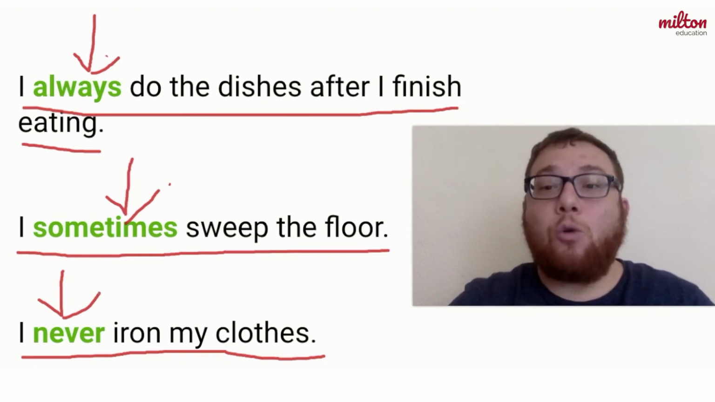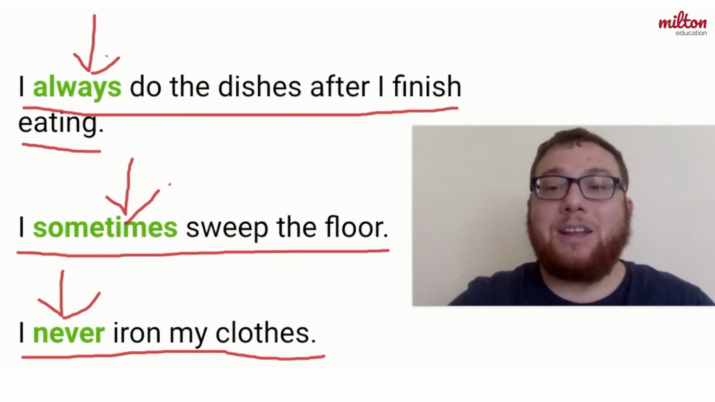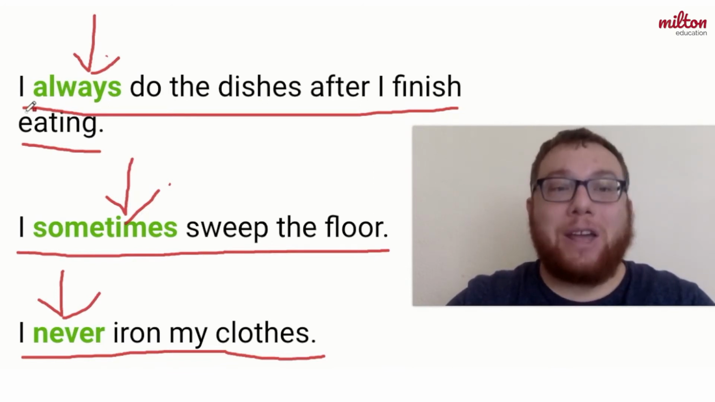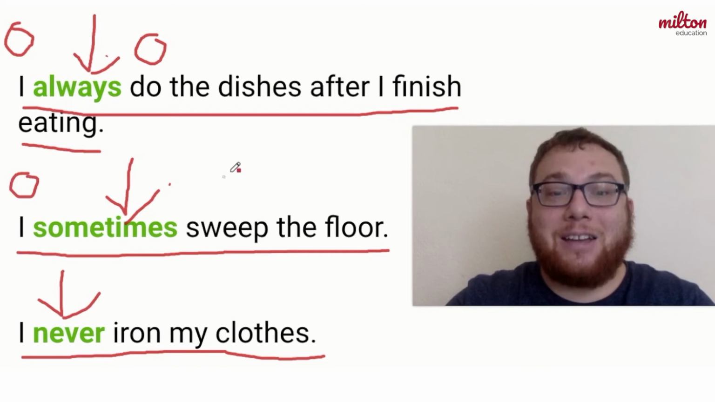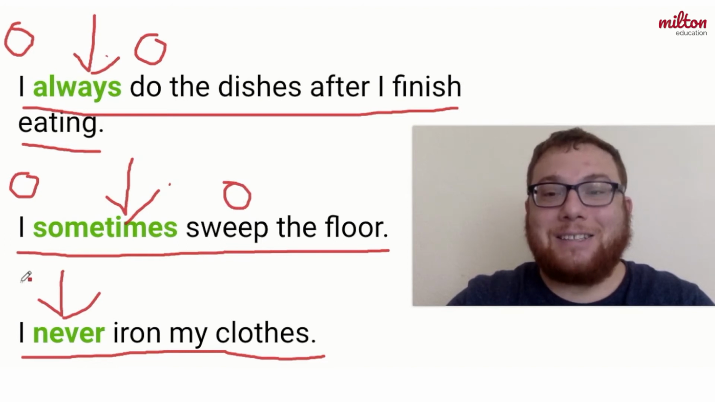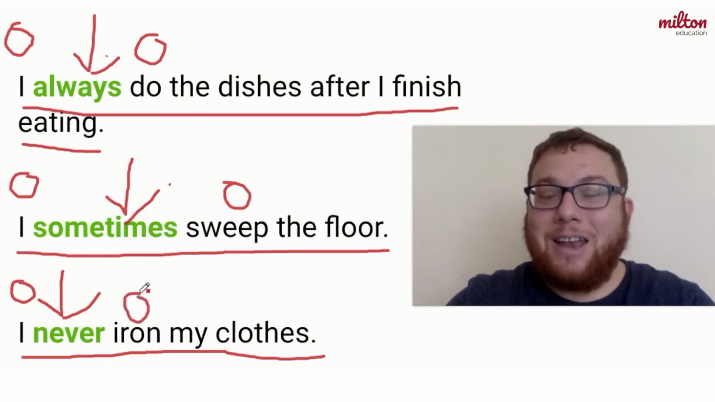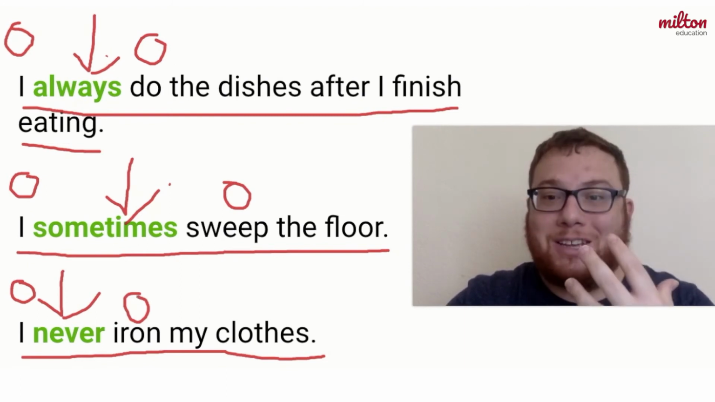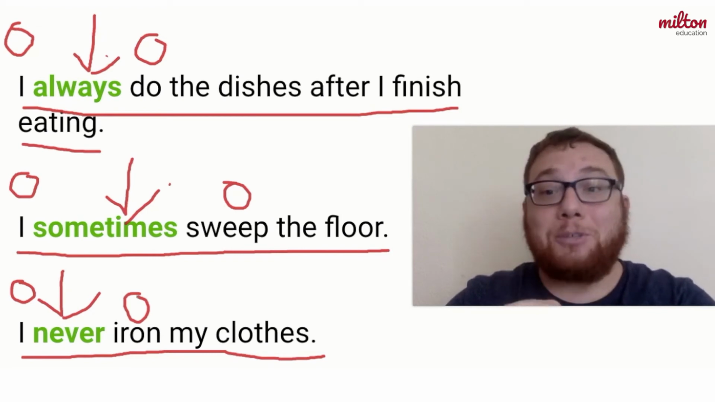Now what do you notice about where we put the frequency adverb in the sentence? We put, for example, always between the subject and the principal verb. In the second sentence, it's between the subject, I, and the principal verb, sweep. And finally, in the last sentence, it's between I and the principal verb, iron. Now, there are some other words or expressions we can use to talk about frequency, and we're going to talk about those other options next.